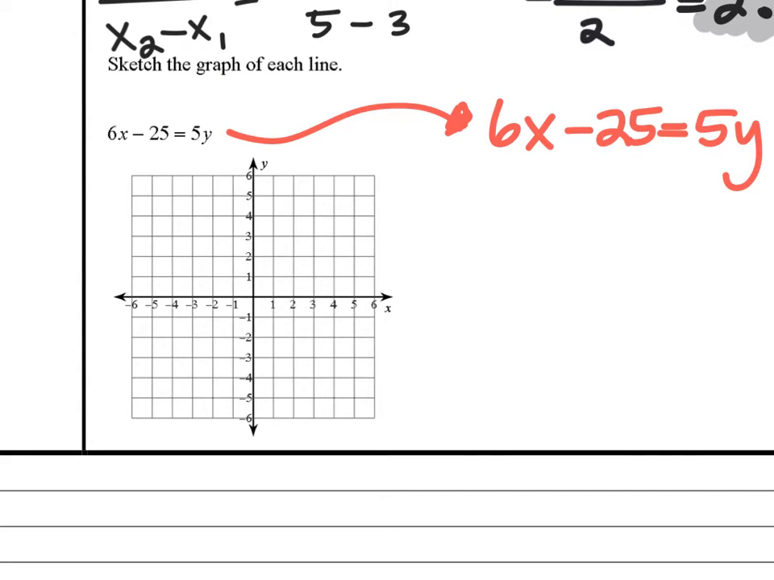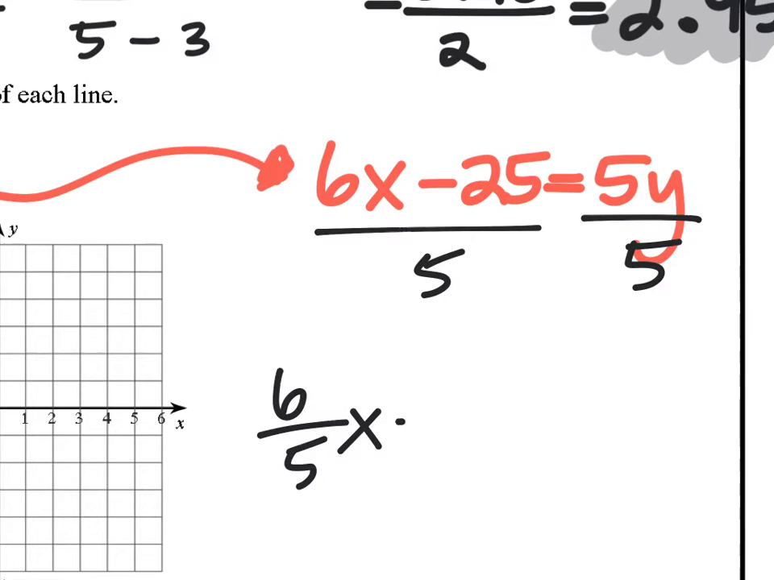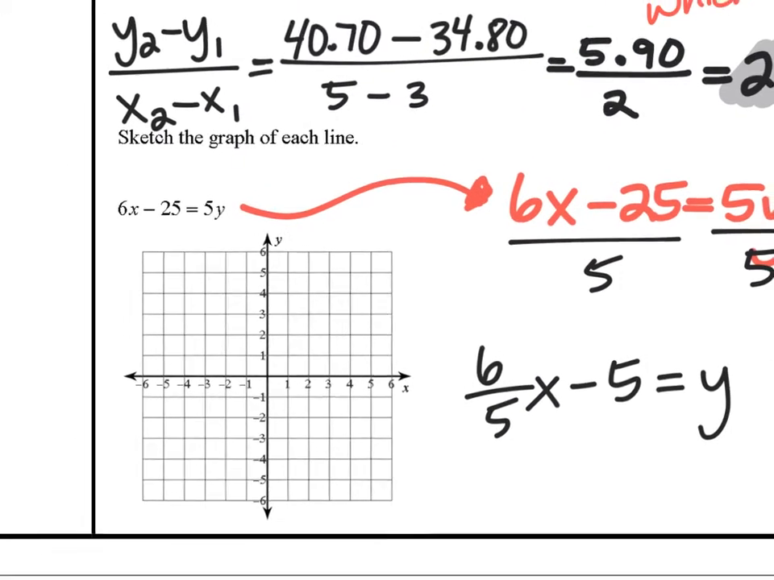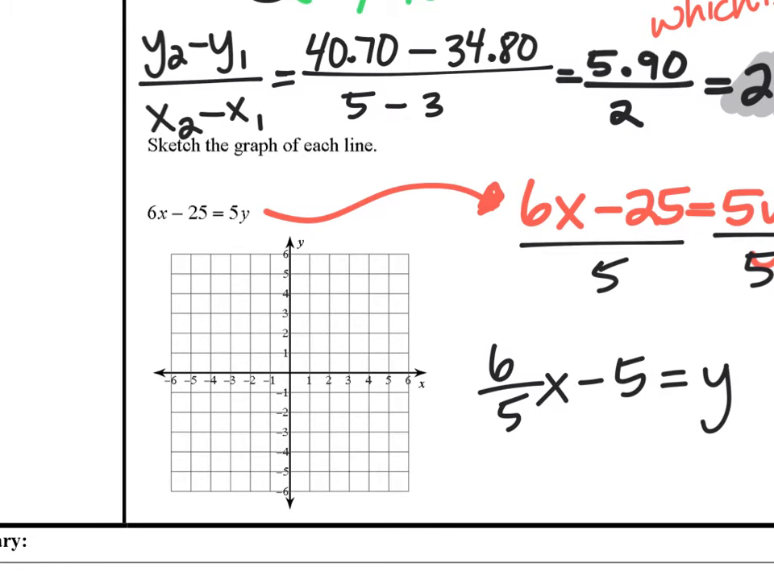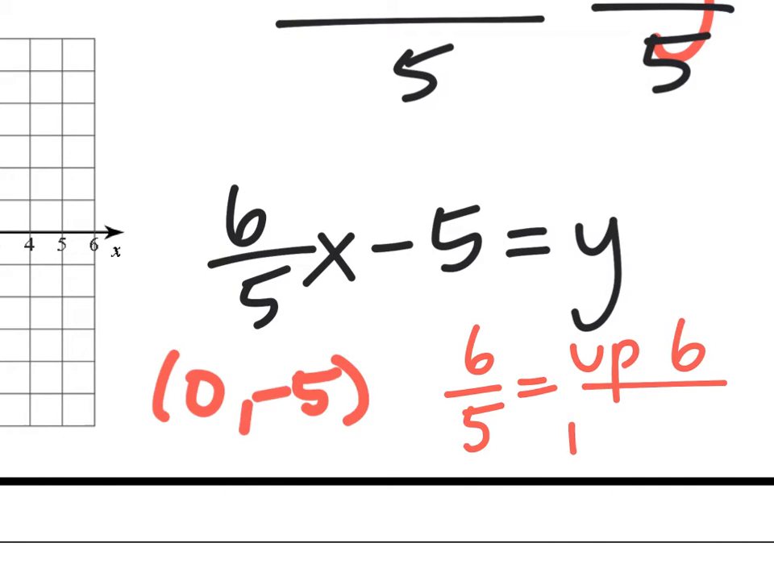We're going to solve this equation for y. The only thing that we have to get rid of is the 5. We're going to divide by 5 on both sides. So this is really 6/5 x minus 5, because negative 25 divided by 5 is negative 5, equals y. This is just flipped around, but it is in slope-intercept form. This tells me that I have a starting point of 0, negative 5. It's a y-intercept, so it goes on the y-axis. And a slope of 6/5, which is up 6, right 5. Think about slope.